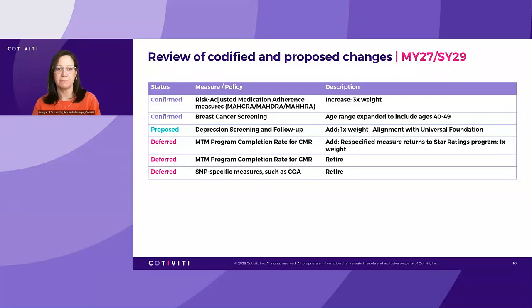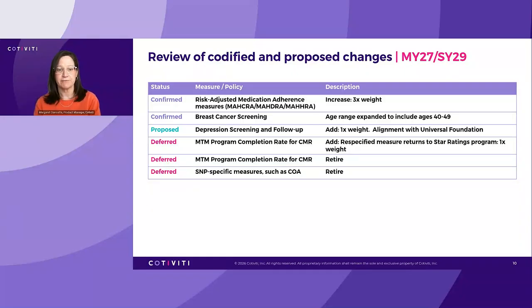Depression screening and follow-up is proposed to be added to the star ratings program at a 1x weight. The likelihood that this proposal will be codified is high, as the measure aligns with the universal foundation CMS has been working towards. Note that this is the first star measure to directly focus on behavioral health, so plans need to ensure they're collecting complete and accurate data in an area that they may not have been focusing on in prior years.